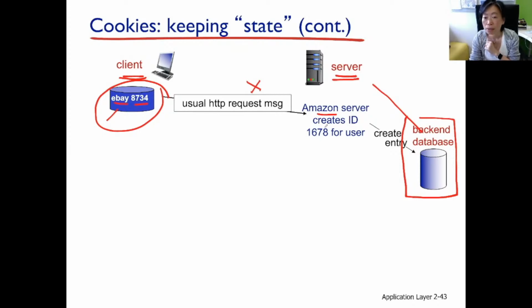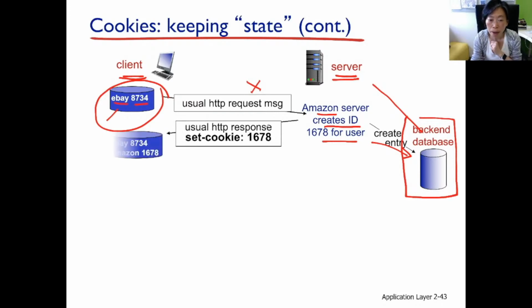But in the meantime, it will be creating an ID for this particular user and adding that to the database. In the response, it carries the web object that you're looking for, but it also carries the special header line, the set-cookie line. And see, the ID created is carried over through the HTTP response message back to the user. So the web browser here sets up one extra entry saying, for the Amazon website, use ID 1678.